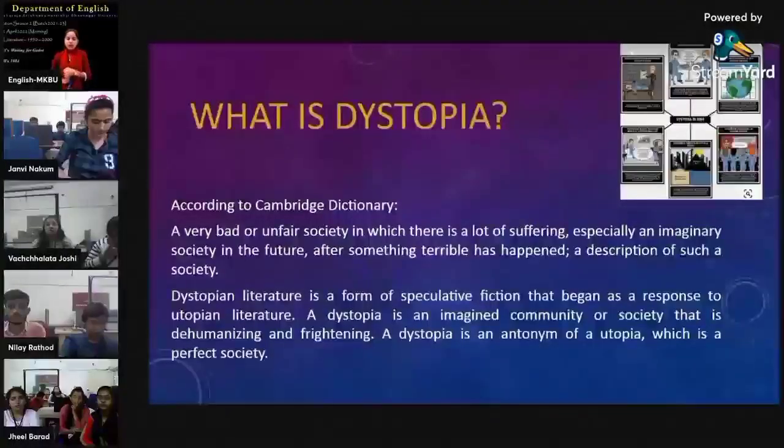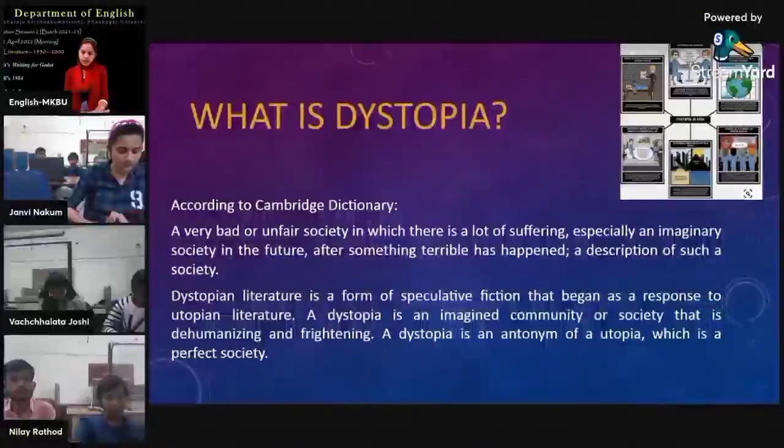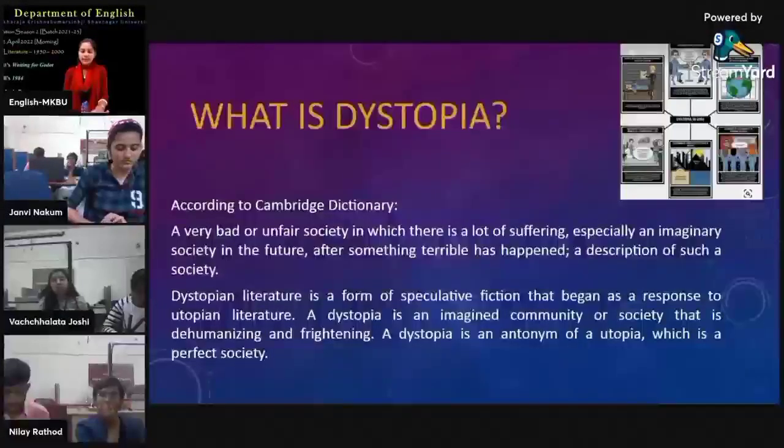What is dystopia? According to the Cambridge Dictionary, a dystopia is a very bad or unfair society in which there is a lot of suffering, especially an imaginary society in the future. Sometimes something terrible has happened, and it is a description of such a society. Dystopian literature is a form of speculative fiction that began as a response to utopian literature. A dystopia is an immense community or society that is dehumanizing or frightening. A dystopia is an antonym of a utopia, which is a perfect society.